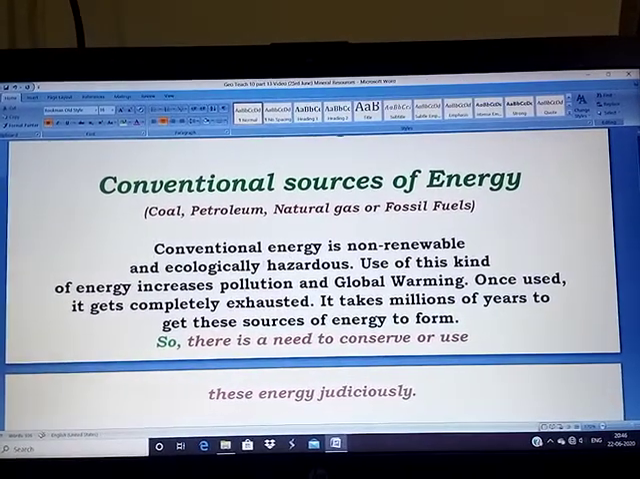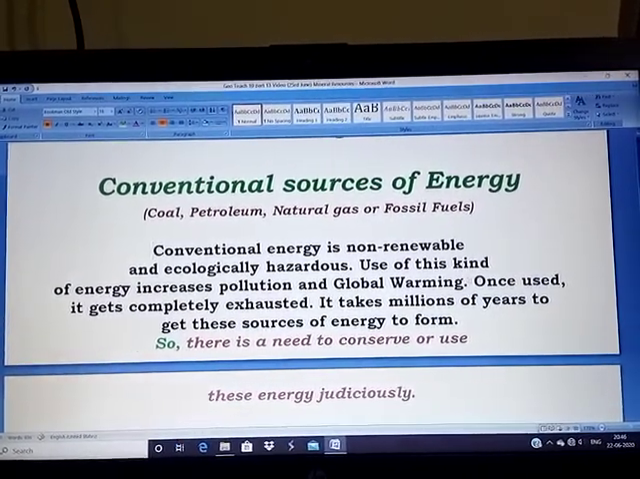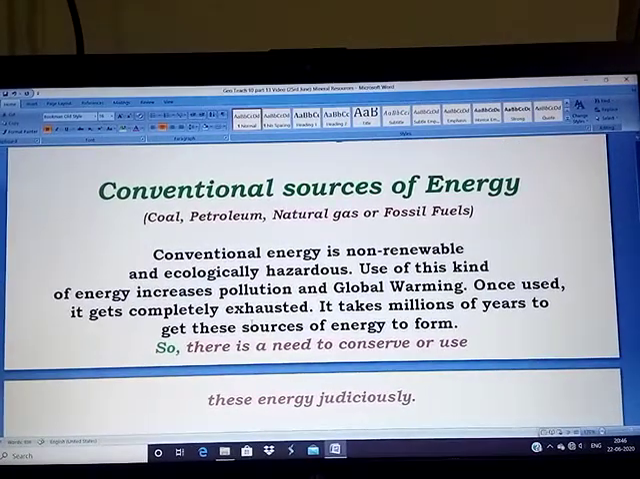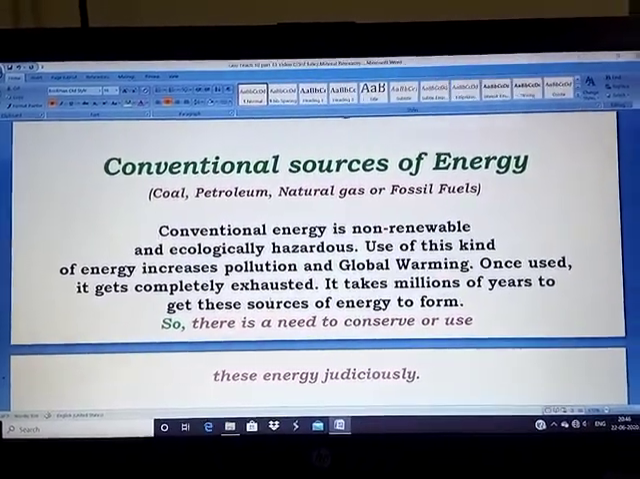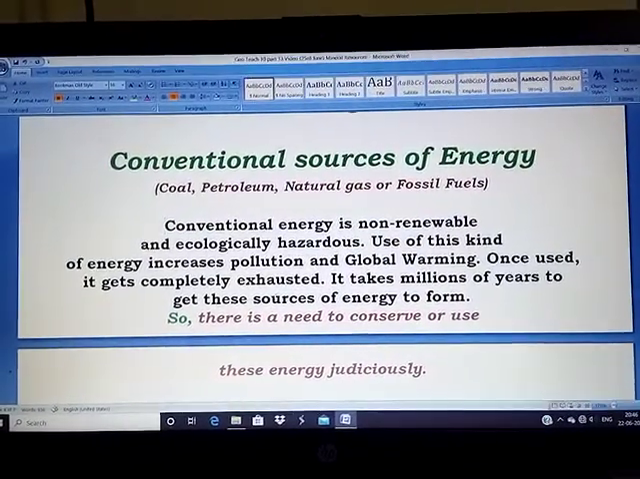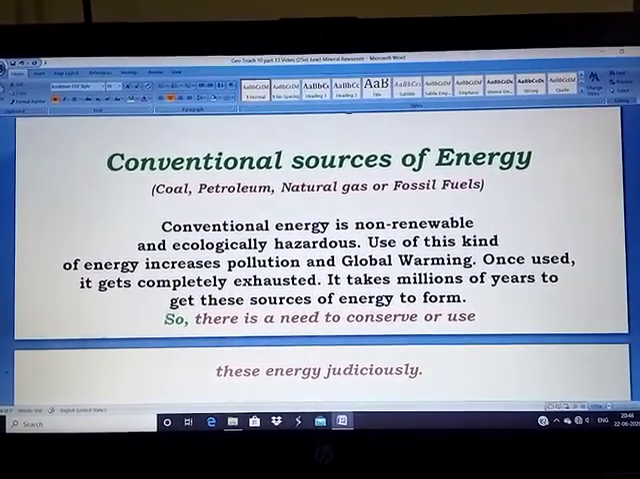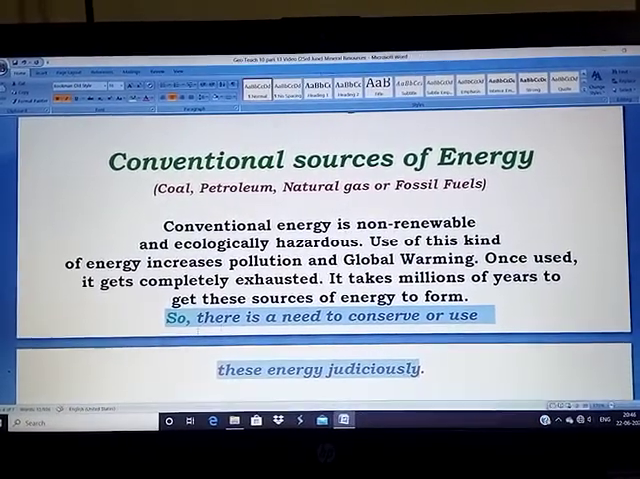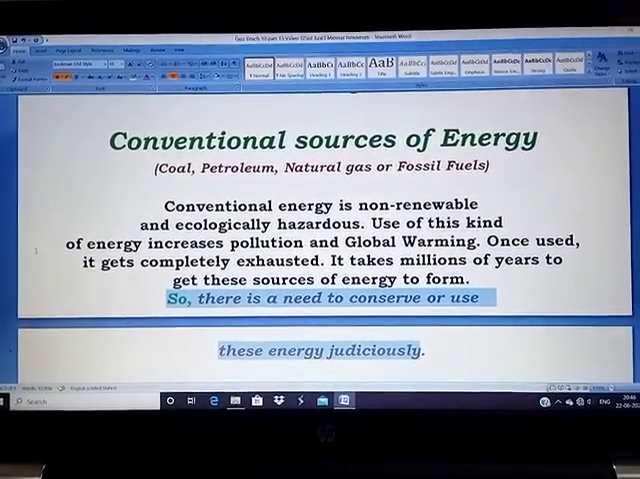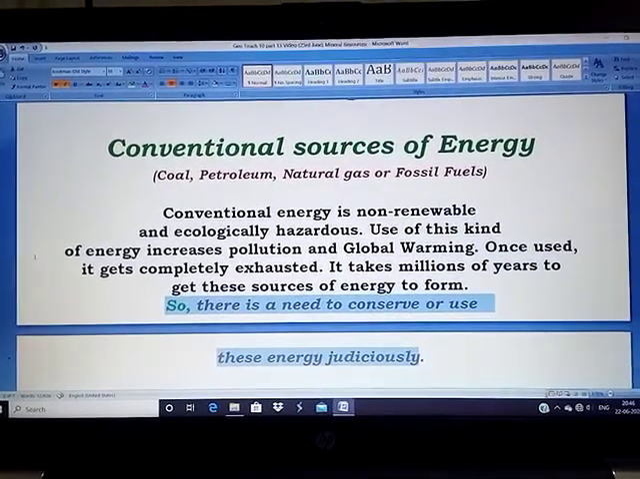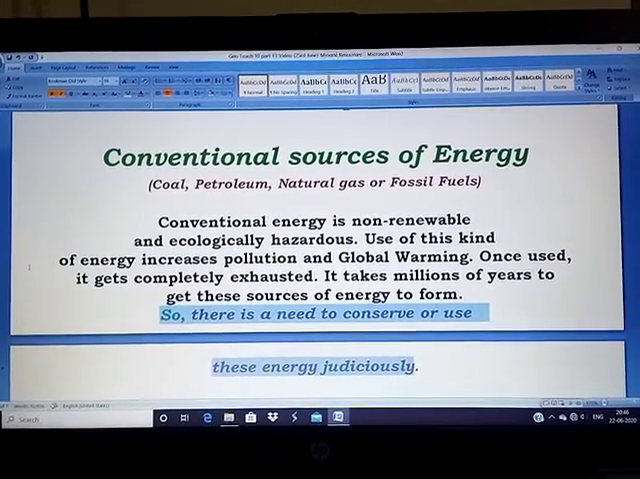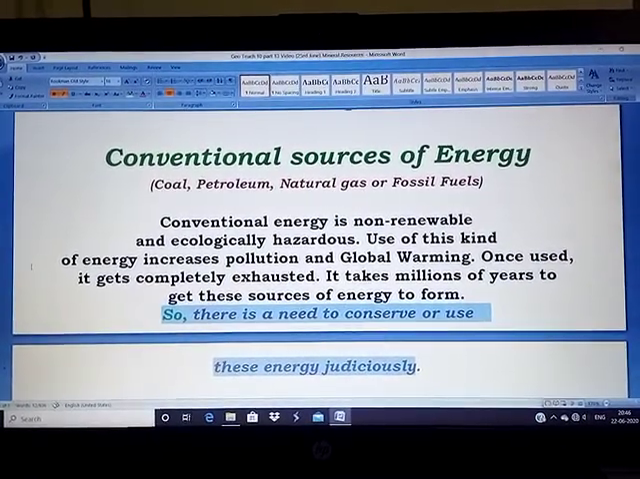Keep in mind, once used, it gets completely exhausted. It takes millions of years for these sources of energy to form, and therefore we rightly ask a question: why is there a need to conserve or preserve or to restrict the use of our conventional sources of energy? So you can understand there is a heavy need to conserve or use this energy judiciously.